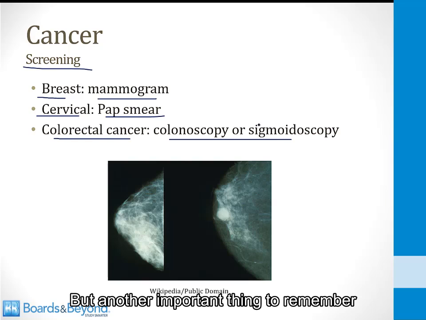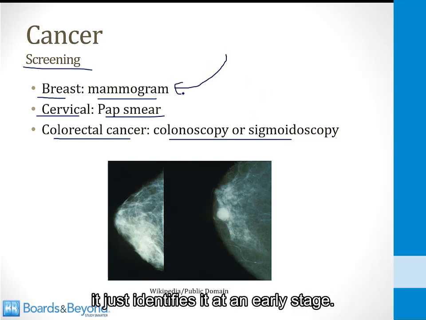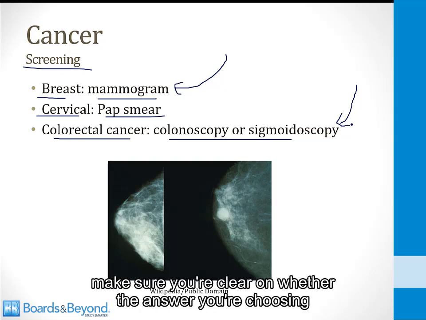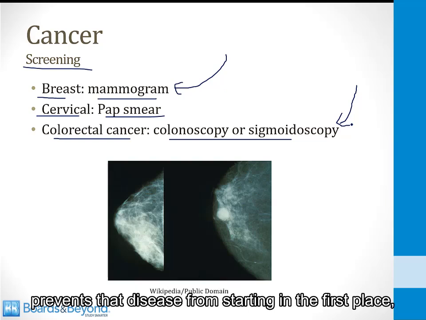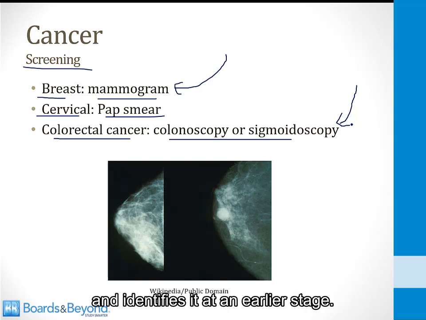But another important thing to remember is that a mammogram does not prevent breast cancer. It just identifies it at an early stage. Same is true of a colonoscopy. It doesn't prevent colon cancer. It just identifies it at an early stage. So if you're asked a question about prevention versus screening, make sure you're clear on whether the answer you're choosing prevents that disease from starting in the first place, or whether it just screens for the disease and identifies it at an earlier stage.